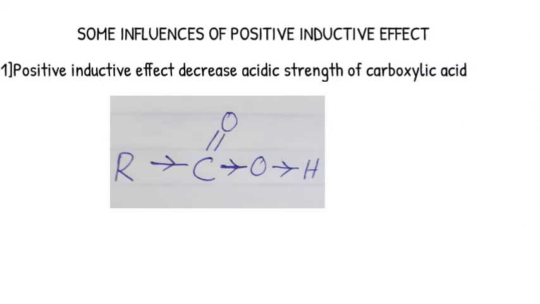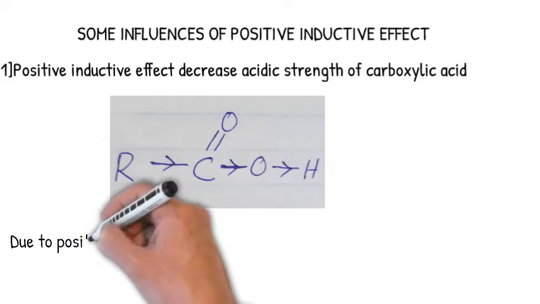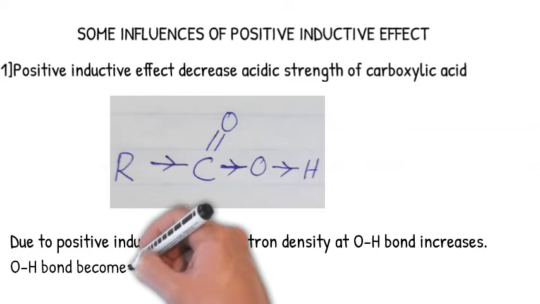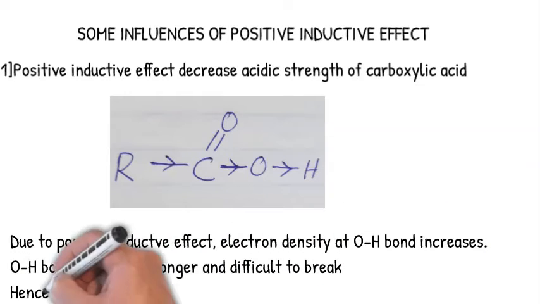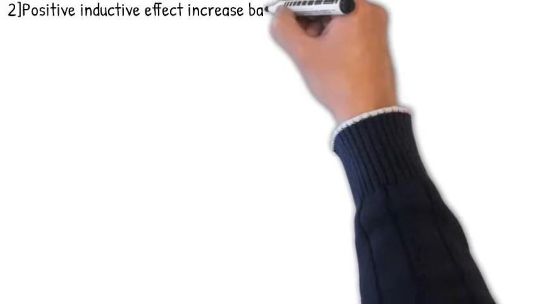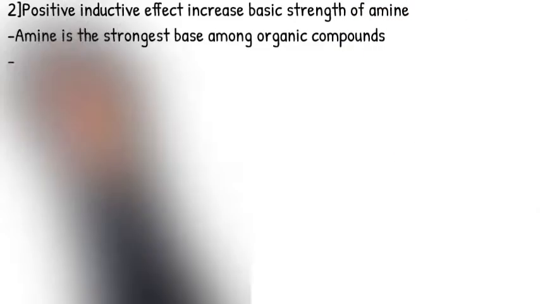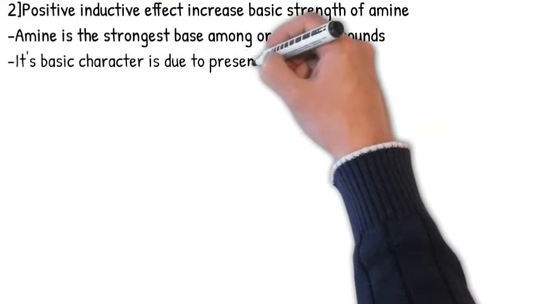See this structure of carboxylic acid, whereby the alkyl group releases electrons toward the carboxylic acid. Due to positive inductive effect, electron density at the OH bond increases. The OH bond becomes stronger and difficult to break, hence acidity decreases. Positive inductive effect increases the basic strength of amine. Amine is the strongest base among organic compounds. Its basic character is due to the presence of a lone pair.